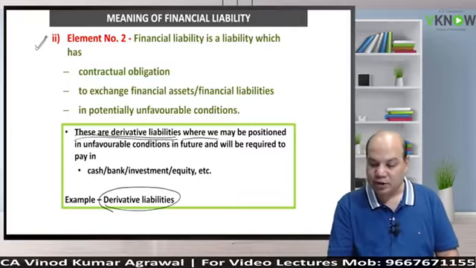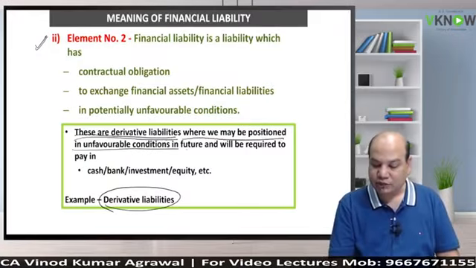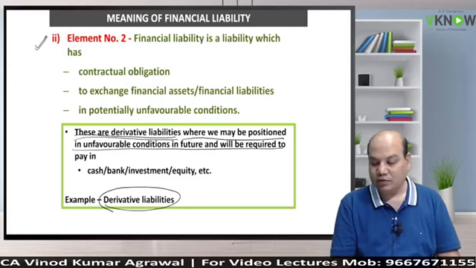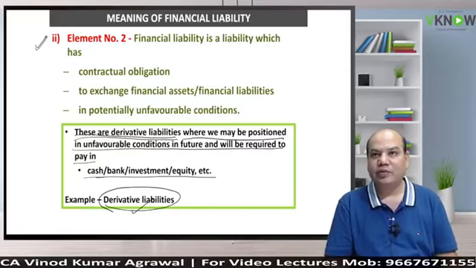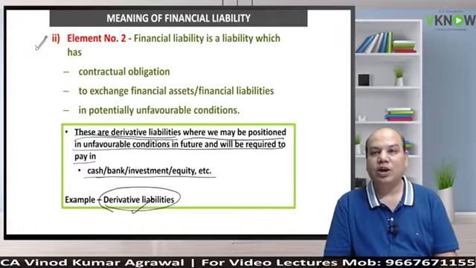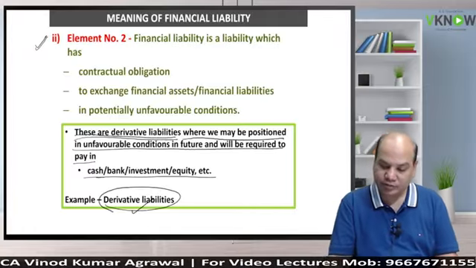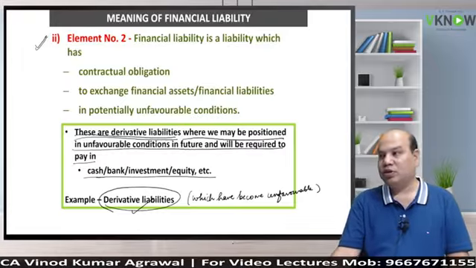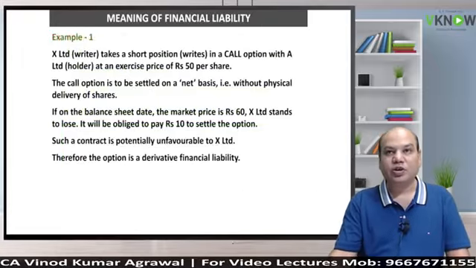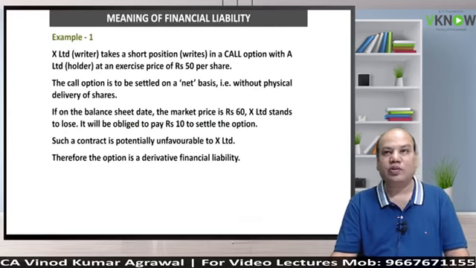These are derivative liabilities where we may be positioned in unfavorable condition in future and will be required to pay in cash or bank or investment or any other equity. So an example of element number 2 would be derivative contracts which have become unfavorable. And if derivative contracts are favorable, then they will be called financial assets. So what is the example? Derivative contracts which have become unfavorable. I'll give you 2 more examples.